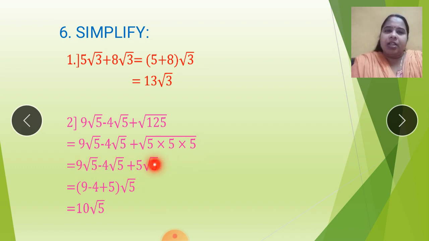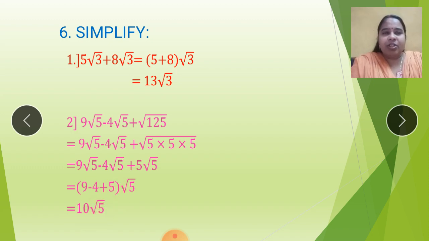Now see this, root 5, root 5, root 5. That can be taken common. Add and subtract the integer part. What is that? 9 minus 4 and plus 5, and root 5 common. Correct? So 9 minus 4 is 5. 5 plus 5 is 10. So the answer is 10 root 5.